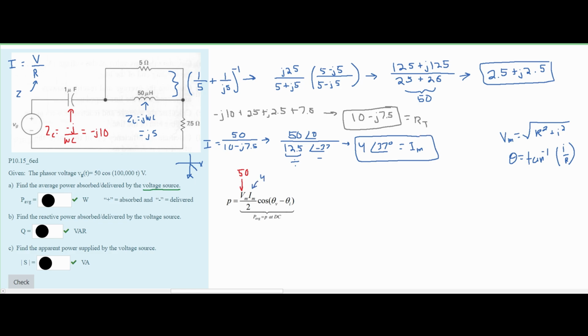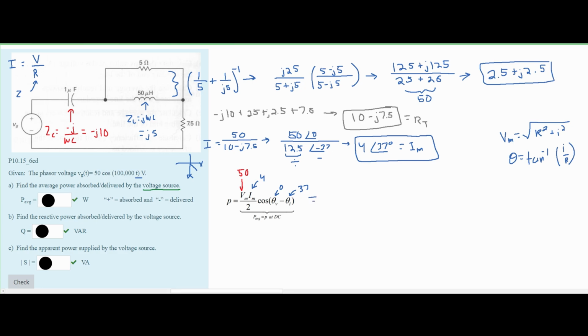So we have 50 times 4, then we have a cosine of our angle voltage minus our angle current. We know that our angle voltage is 0 because we don't have it in our original equation. So we have 0 here, and then we're going to have our 37 degrees here. We found everything. So now we just need to plug this into a calculator as 50 times 4 divided by 2 times cosine. Make sure it is in degrees. Your calculator has to be in degrees with a negative 37 degrees inside of it.